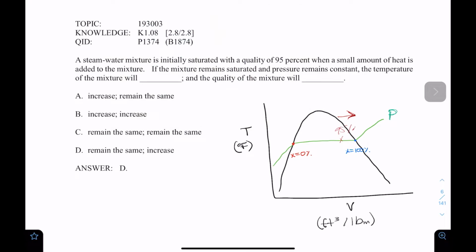What's going to happen to the temperature of the mixture? I'm still saturated, right? Meaning I'm still in this area. So my temperature obviously is going to remain the same. But what's happening with the quality? Since I'm adding heat, I'm increasing the quality, right? So the quality of the mixture is going to increase because I'm adding some heat. Therefore, my answer is going to be delta.